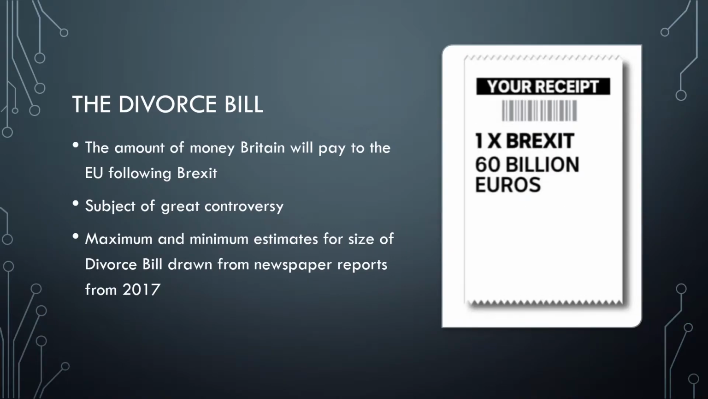The divorce bill is the amount of money Britain will pay to the EU to settle the UK's outstanding liabilities and commitments. Its exact figure will be confirmed in the withdrawal treaty. Theresa May began the Brexit process by triggering Article 50 on the 29th of March 2017, so this is assumed to be the start point of the divorce bill negotiations.